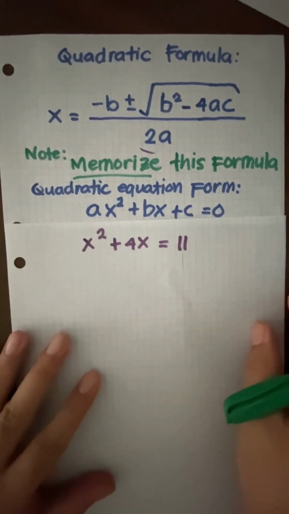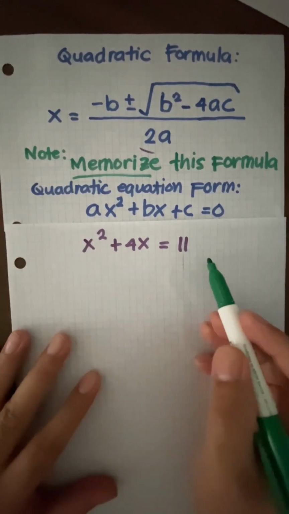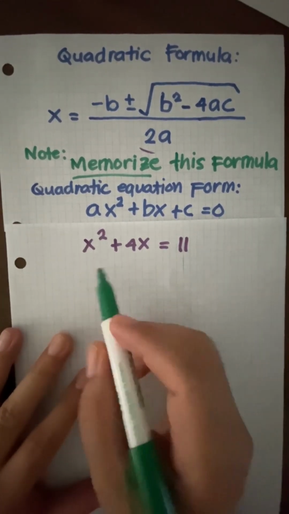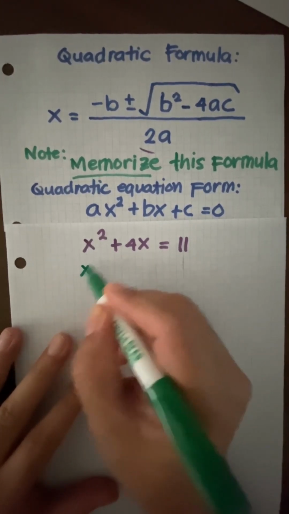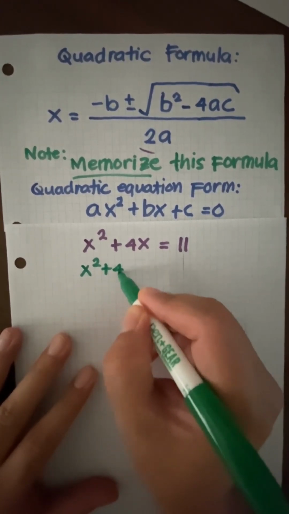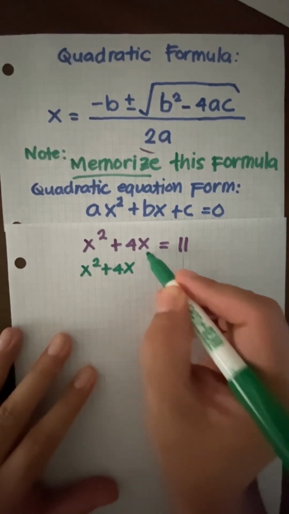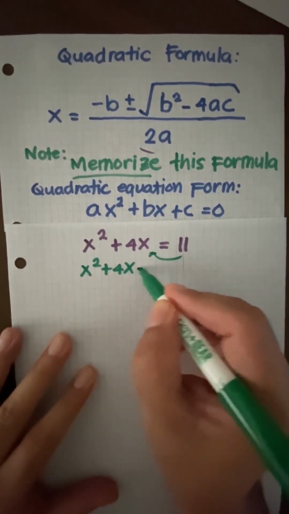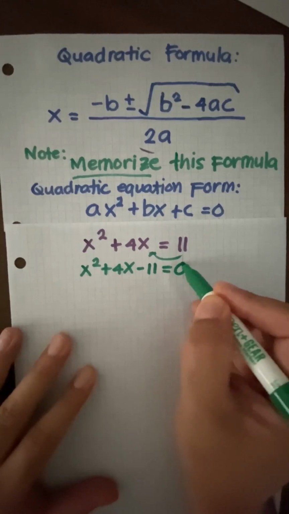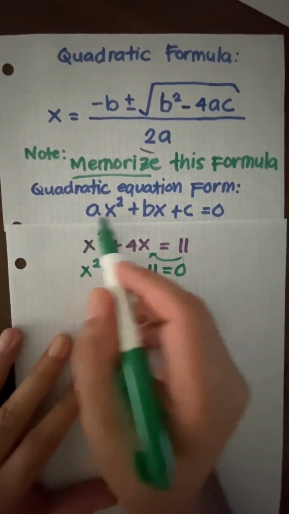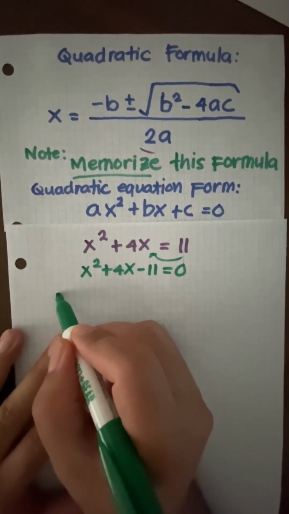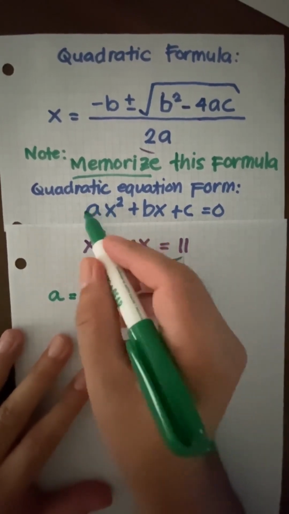Here is the next equation. Is this equation in quadratic form? The answer is not yet, but we can rewrite it to make it in a quadratic form. We simply move 11 to the other side, and as a rule, we change its sign to -11. Now this one is a quadratic equation.